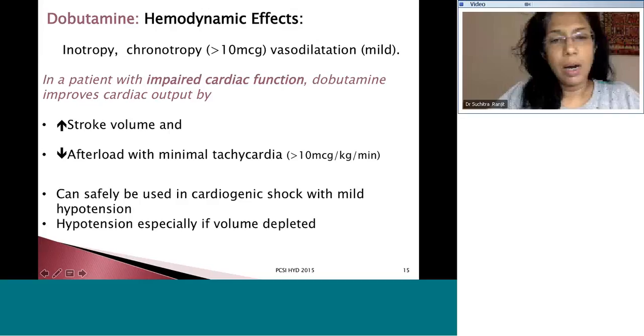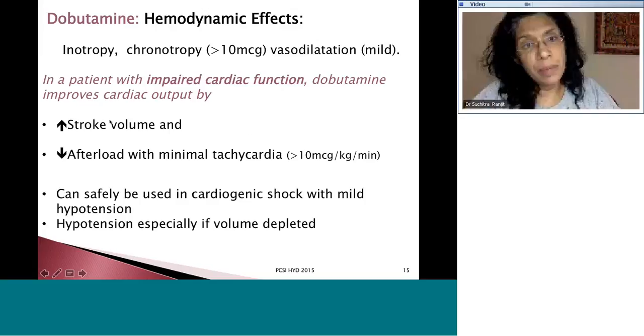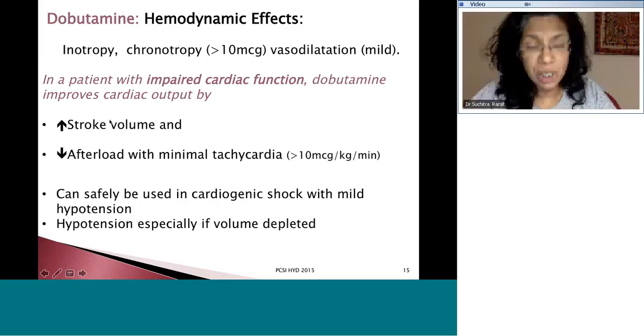So remember that in a patient with decreased cardiac function, dobutamine improves stroke volume. Improved stroke volume will improve the cardiac output. Improved cardiac output can improve blood pressure. So the mild decrease in afterload will also improve the stroke volume, and a fall in blood pressure occurs mainly when the patient is hypovolemic or you go to higher doses.